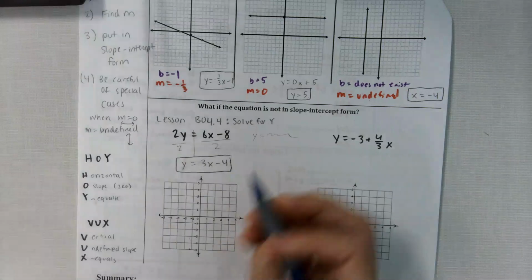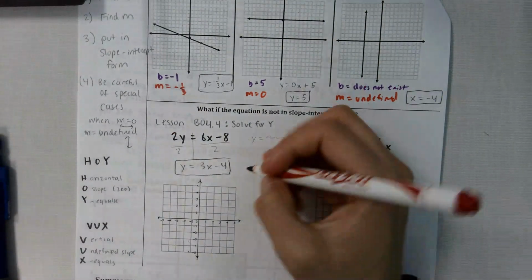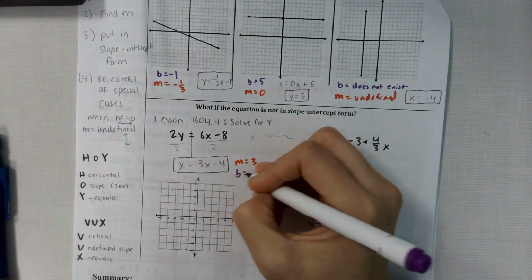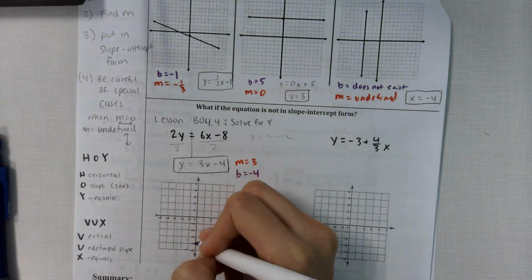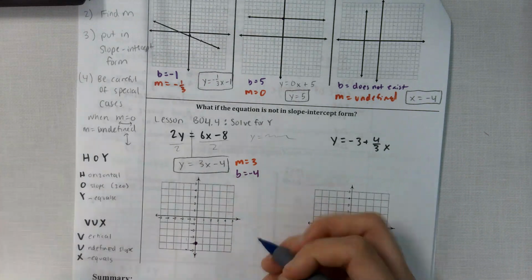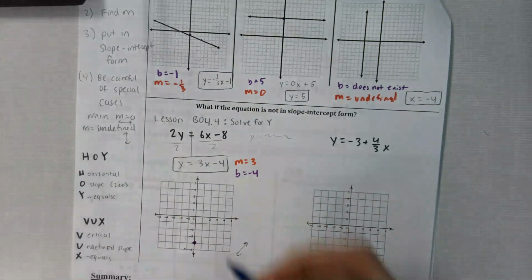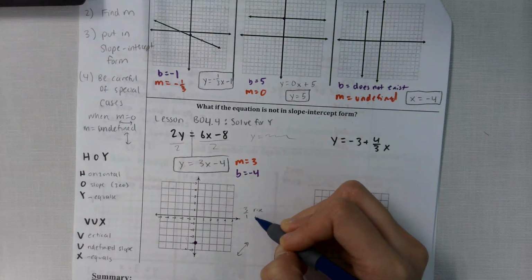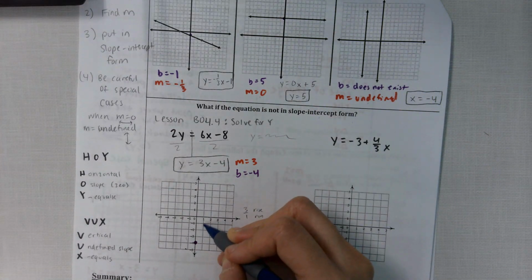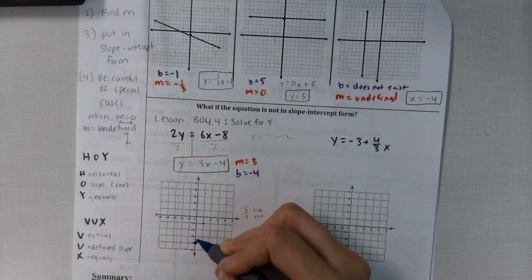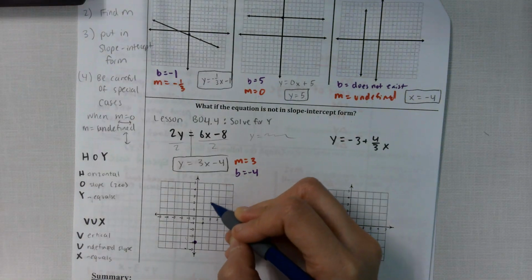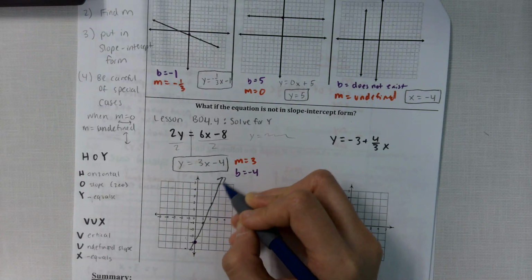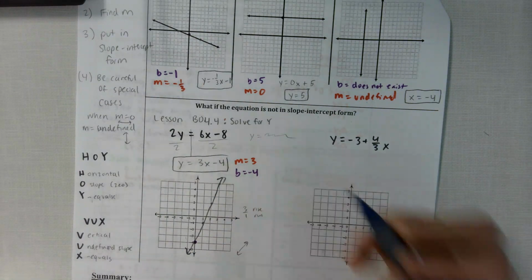Now we can graph that, right? Let's do our steps. We have m equals 3. We have b equals negative 4. We're going to graph our negative 4. We know that our slope is positive, so it's going to go up like that. And then our slope is 3. Our rise over run is 3, so 3 rise, 1 run. Up 3 over 1, up 3 over 1, right? And we just connect those dots, and we have our beautiful line with our arrows.